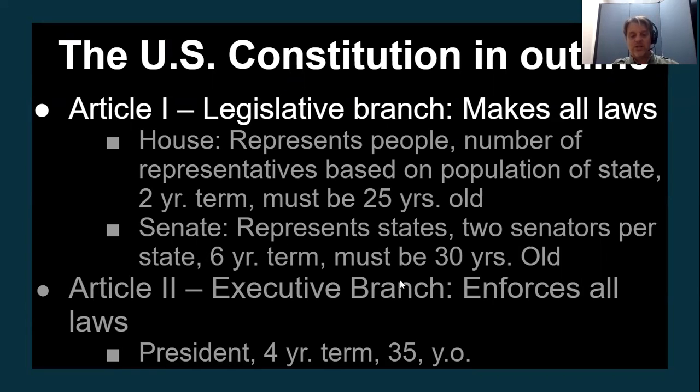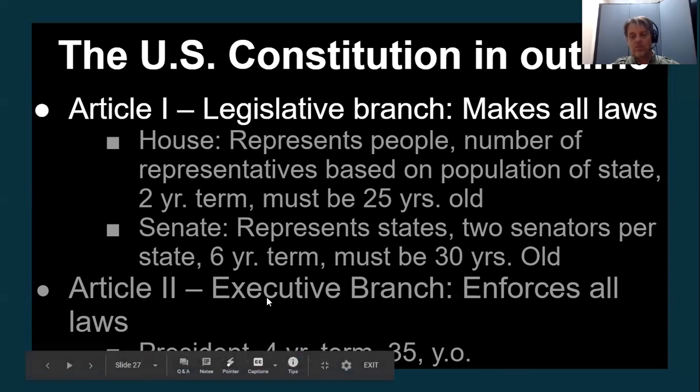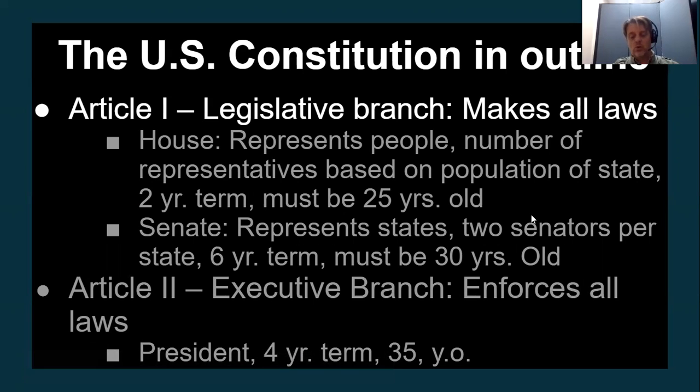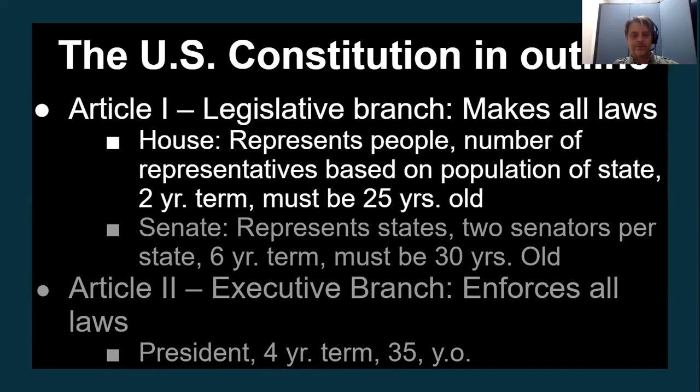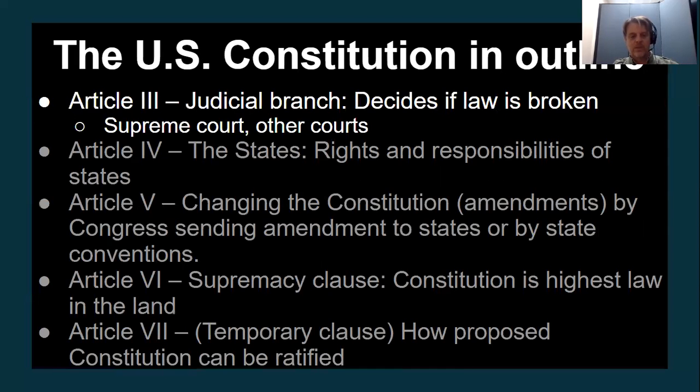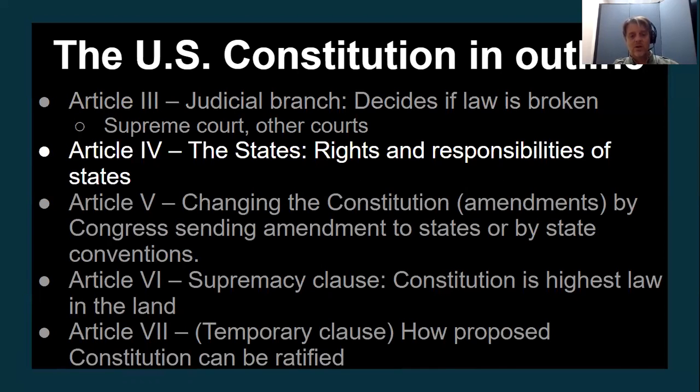And then the executive branch enforces all those laws, but it also represents the interests of the United States in foreign affairs. A big part of the president's duties is to be the top foreign dignitary to the rest of the world. Article 3, judicial branch, the Supreme Court and other lower courts. Article 4 lays out the rights reserved by the states, what they're supposed to do.